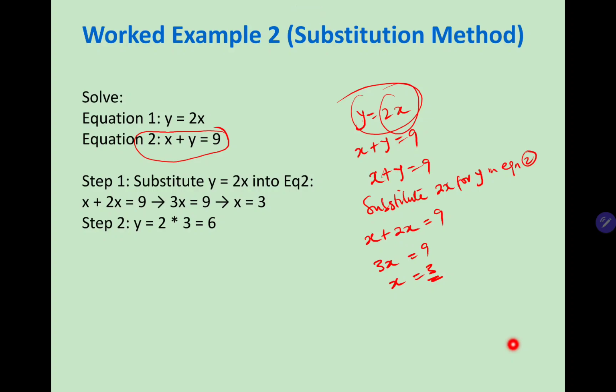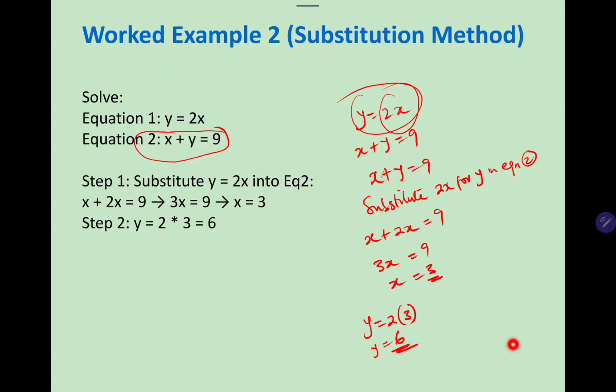We now substitute the value of x in any of the equations, either equation 1 or equation 2. All right. So if we use equation 1, y is equals to 2x. We have the value of x now, so we need to get the value of y. So equation 1 is y is equals to 2x, 2 times 3, which is x. So y is equals to 6.